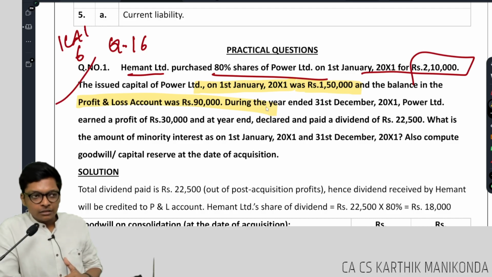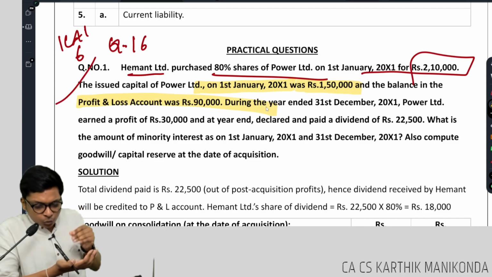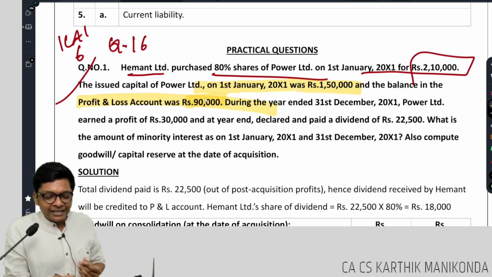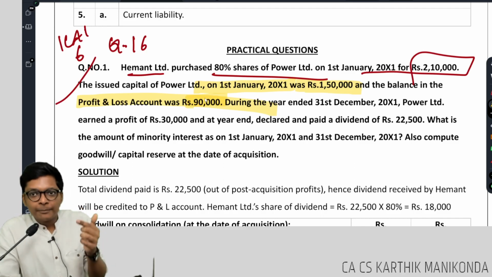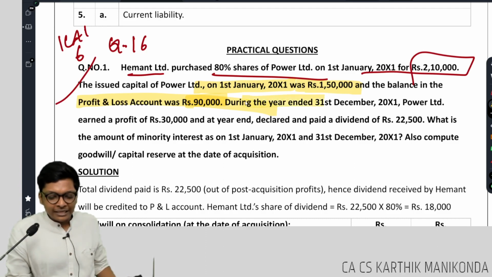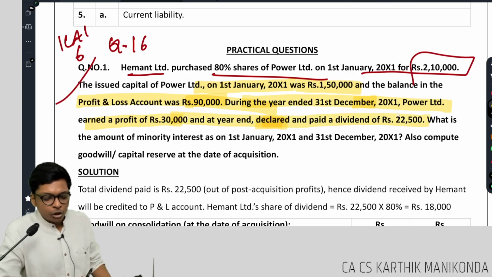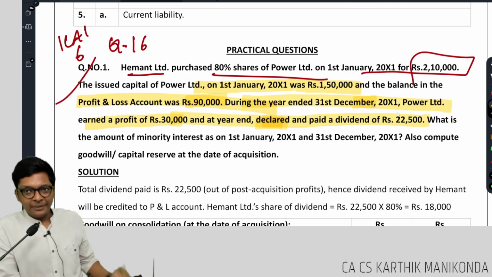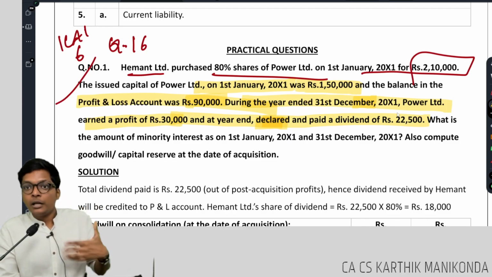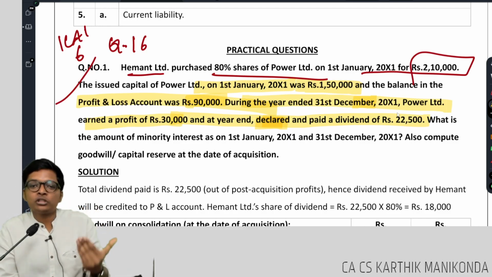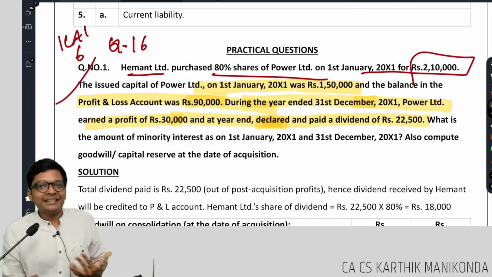What is 90? Think, read. Pre. On the date of acquisition, balance in P&L is 90. So it is pre. During the year ended 31st December, Power Limited earned a profit of 30,000 at the year end and declared and paid dividend of 22,500. That means during the year I earned profit. What is that? Post.